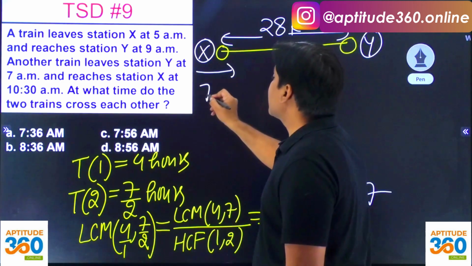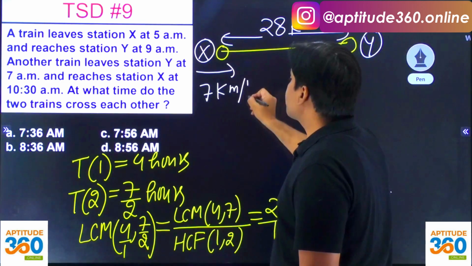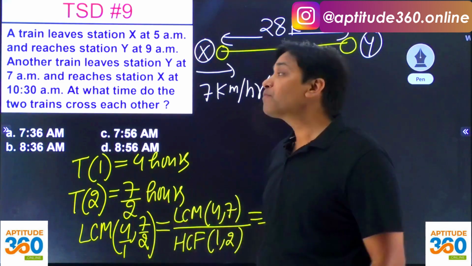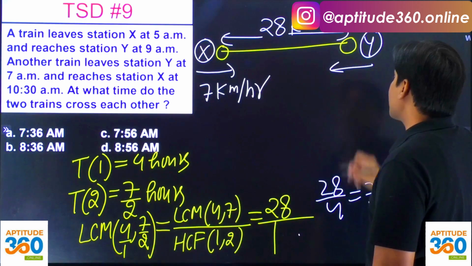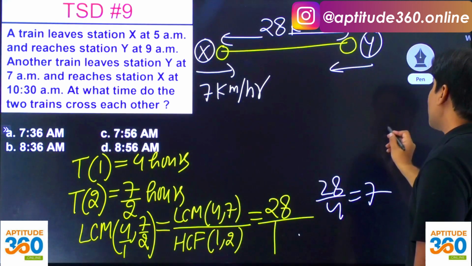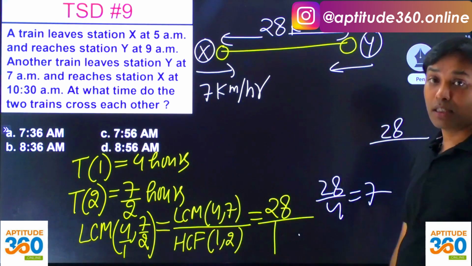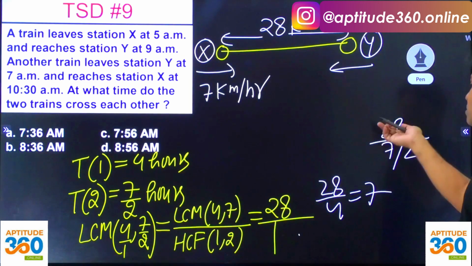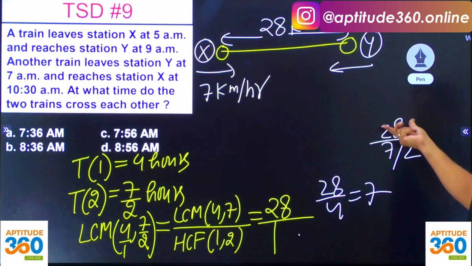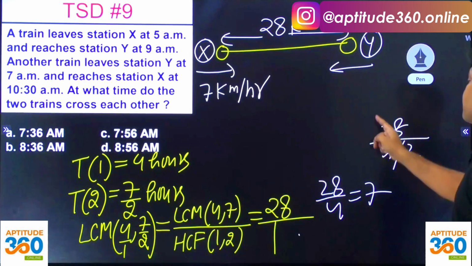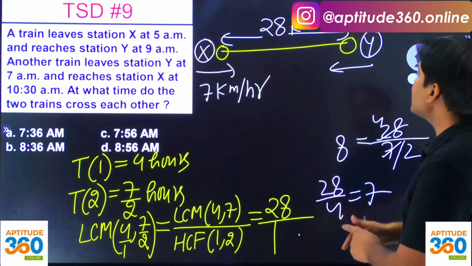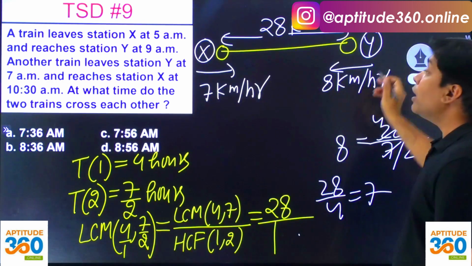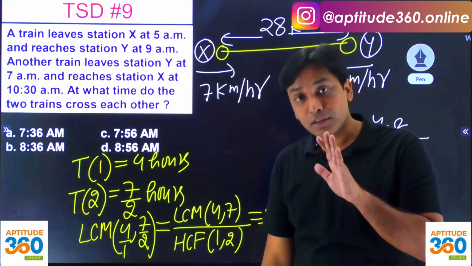So the speed of this train is 7 kilometers per hour. Otherwise, we will keep taking variables, isn't it? Now, what is going to be the speed of this train? This train, in order to travel the same distance, 28 kilometers, is taking 7/2 hours. So this will have to be divided by 7/2. Just wait, speed aayega kaise? Distance upon time. So this one, if you simplify, is coming out as 8. So this speed is 8 kilometers per hour. I hope that you're understanding this.